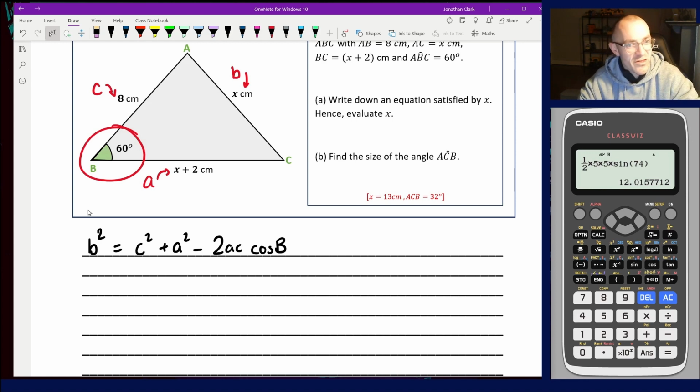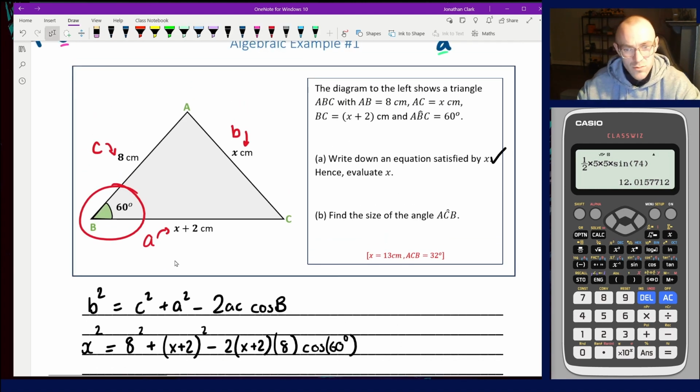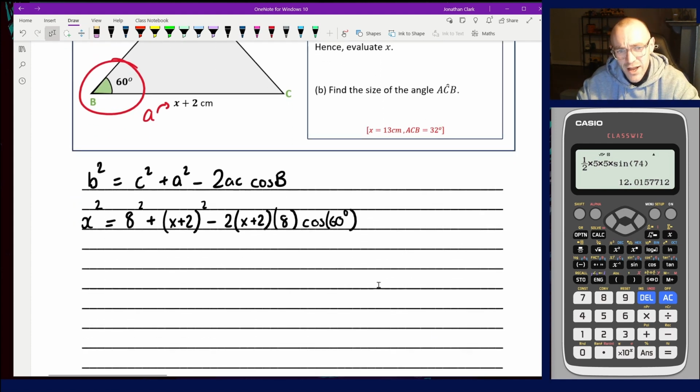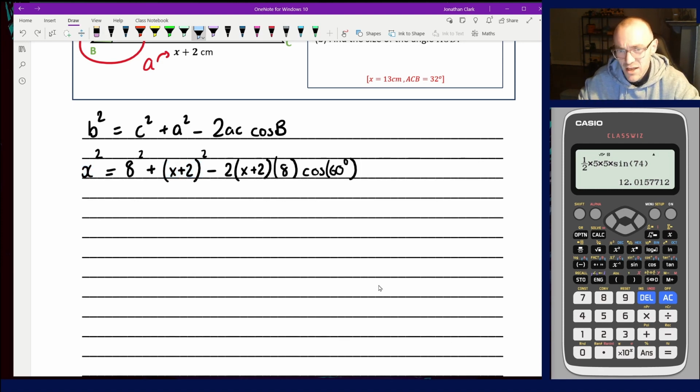And I'm going to replace everything that I can. So B is x squared, C is equal to 8, and A is equal to x plus 2. So that is writing down an equation satisfied by x. It's got an x in it, right? So that's my equation sorted. I now need to work out what x is. And it looks like this is a quadratic equation or something like that. I don't really like the look of this at the moment.